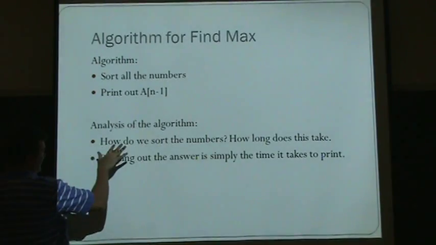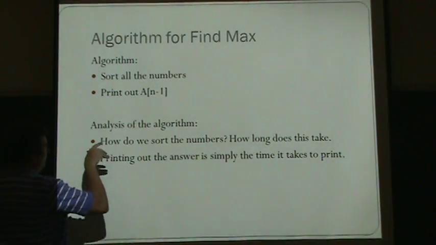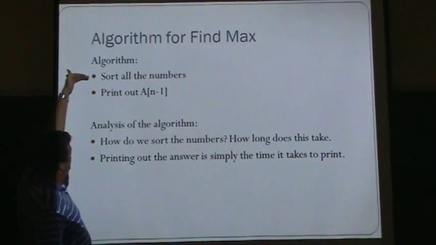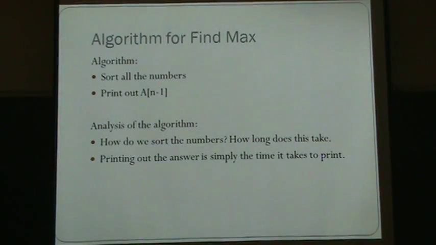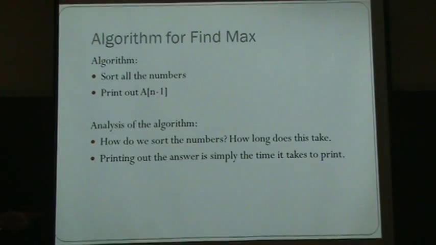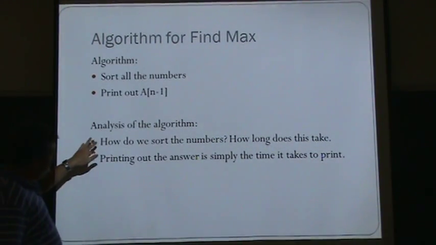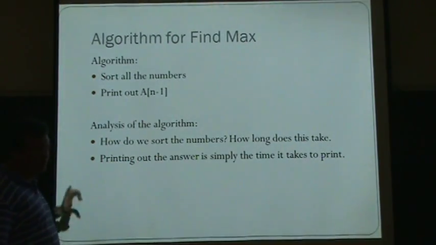So here's the analysis of this algorithm. It's how much time step 1 takes, and then how much time step 2 takes, and add them together. Like if you're driving to the airport, then flying on a plane, and then renting a car, you have to add 3 pieces together. So the question is, how do we do the sort? How long will that take?